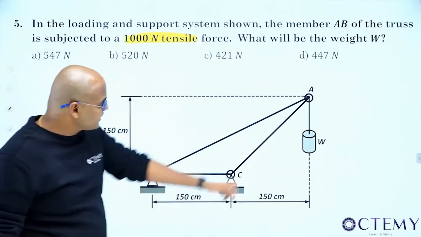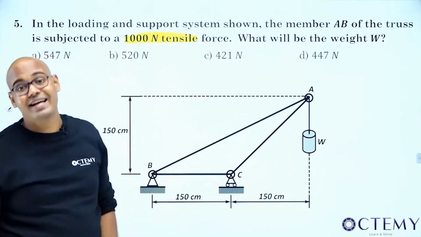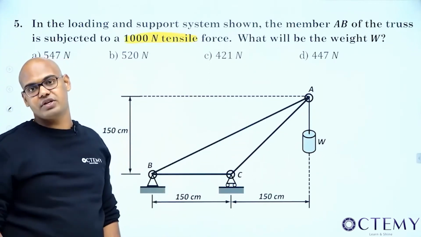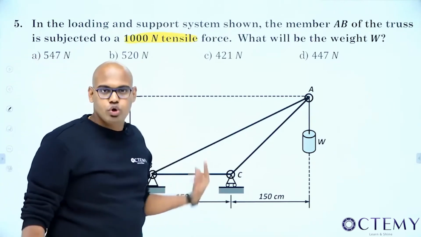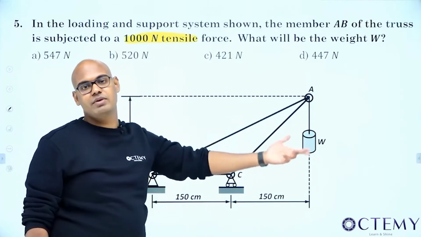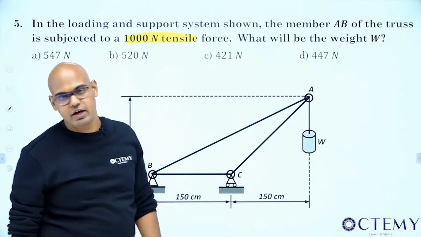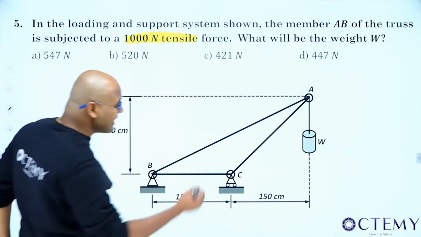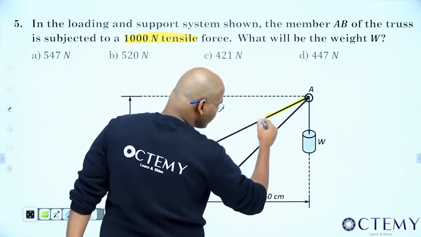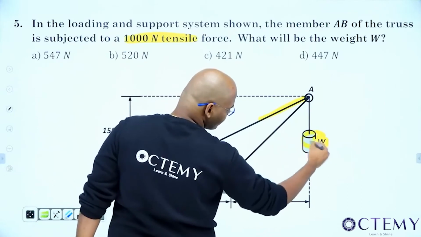Okay. Now how many joints are there? 1, 2, 3 joints. Can I go with method of sections? No way. Why? Because if you cut 2 on one side, 1 will be on the other side. 1 means that is again method of joints. So I have to go with method of joints. Now I know the load in this member, and I want to find this W.